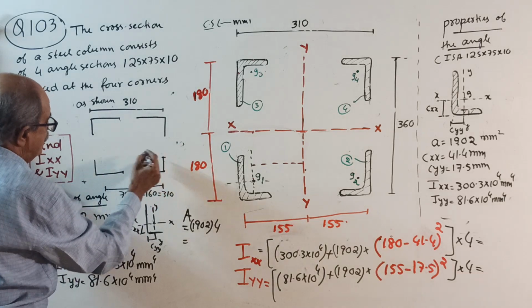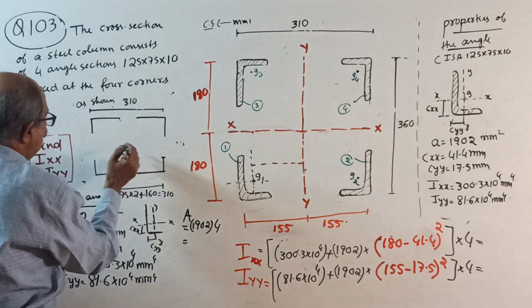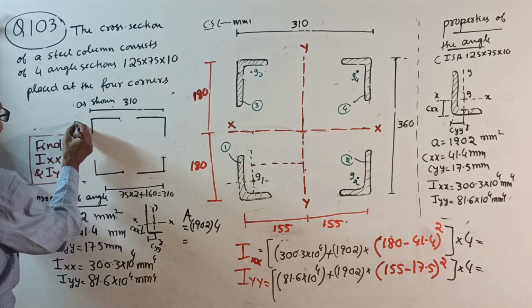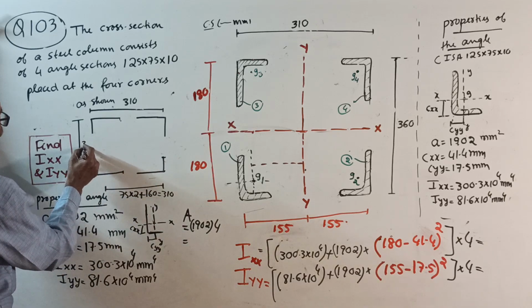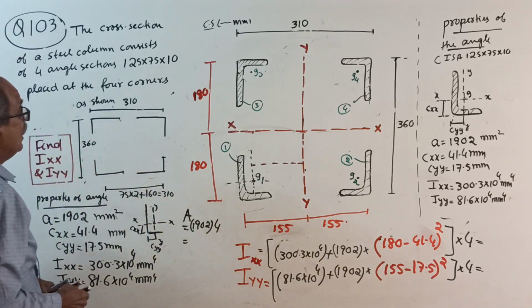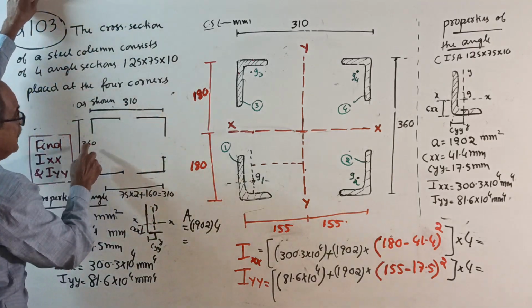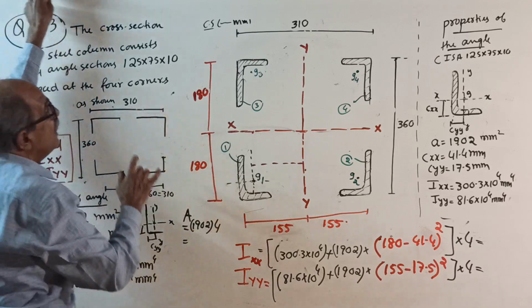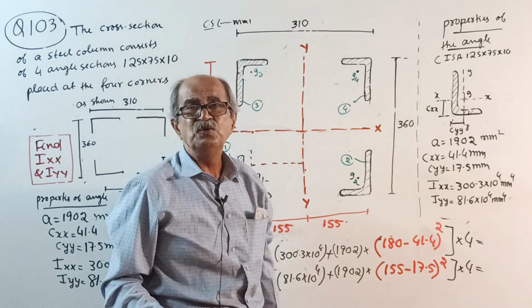This way. These are the 4 angles. See here, you can observe something. Now they are giving in the question this distance as 360. Make a note. Instead of giving 310 and 360, see, they have already told 310 here, 360 here. I maintained the same as last time to save time.